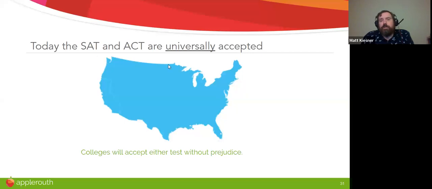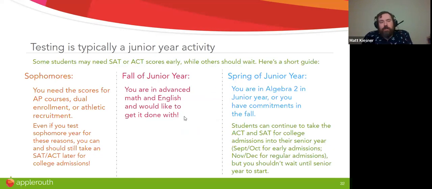But in terms of whether schools accept SAT or ACT scores, there are some schools that don't, but otherwise they're universally accepted. You don't have to worry about it like it used to be, where one state would be ACT only, one state would be SAT only. For years and years, all schools have seen these equally. And typically, testing is done in the junior year. I would not recommend waiting until senior year to do it.